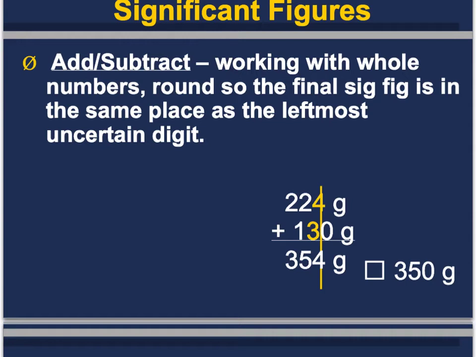Again, here's another example, and this time we're working with whole numbers, so you want to round the final significant figure. Make sure it's in the same place as the leftmost uncertain digit. Here we have 224 plus 130. The last significant figure here is this 4, and the last significant figure here is a 3. We're just going to add it up like we normally would, but now we know that we cannot have a number that's not 0 in this ones place. This 4 is smaller than 5, so we're just going to leave our answer as 350.